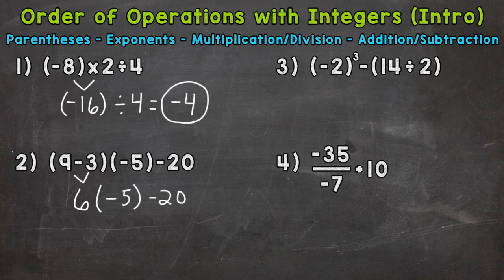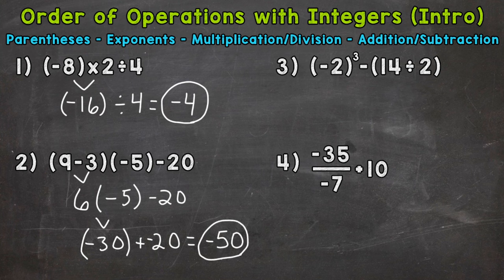So we have 6 times negative 5. So a positive times a negative equals a negative. So this is going to be negative 30. Then we bring down our subtraction and the 20. So we have a negative 30 minus 20. So what we can do here, we can add the opposite. That helps us subtract integers. So let's add a negative 20. So that's going to give us negative 30 plus negative 20 is negative 50. Again, we added the opposite.